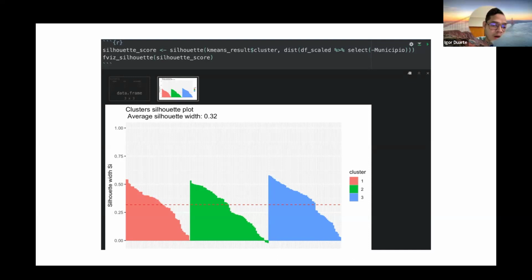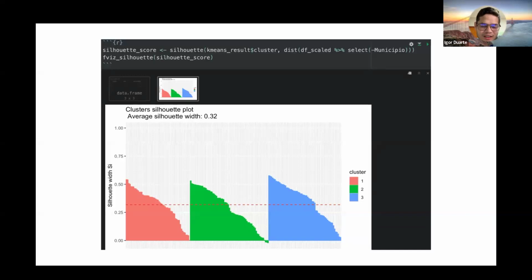So 0.32 is not a perfect fit, but the closer to 1, the better. And when we consider fake data and a fake situation, maybe it's a good fit.